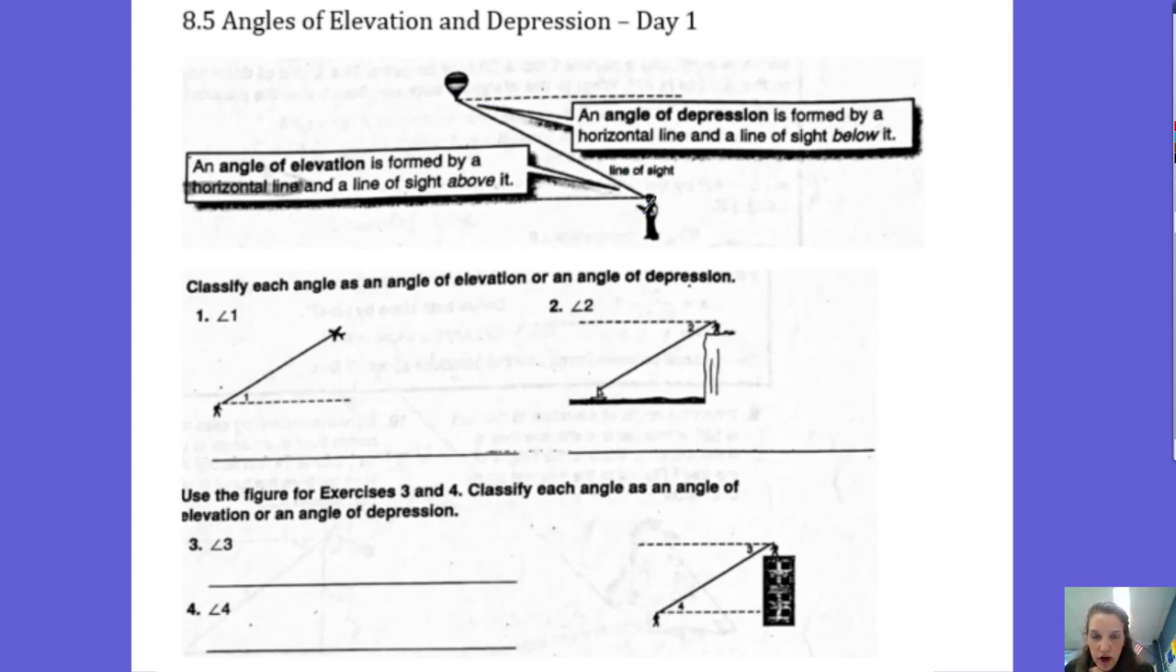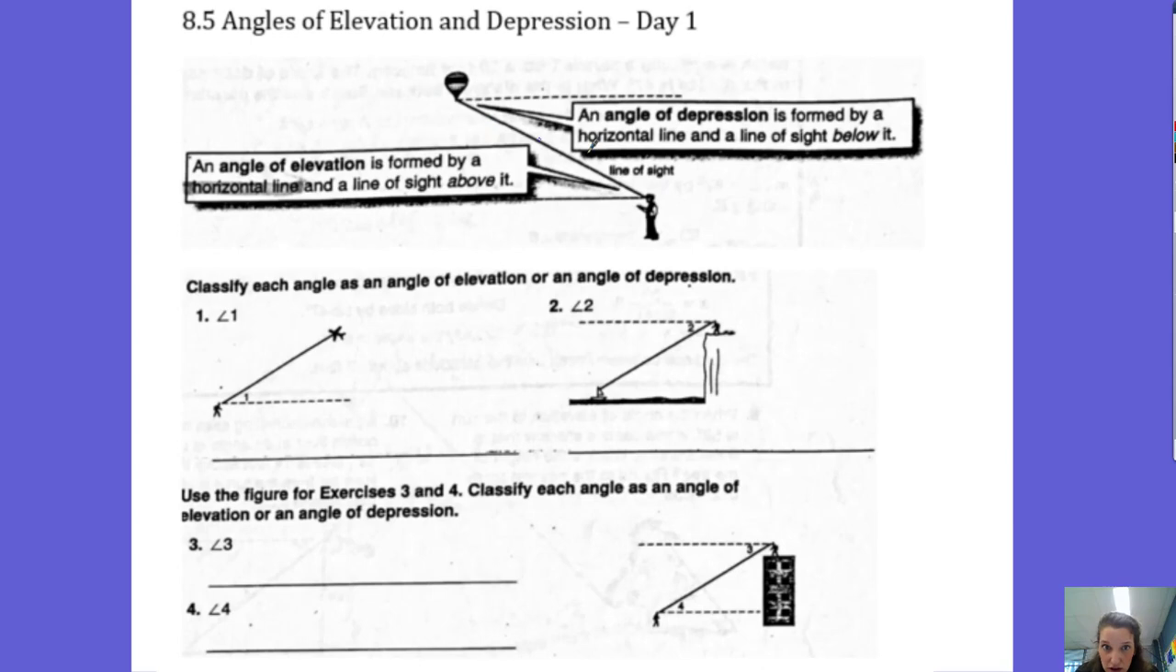So if you are looking up at something that's up in the air above you, so maybe you're looking at a hot air balloon, or the top of a building, or the top of a mountain, whatever, a bird that's flying in the air, there's an imaginary line that goes from your eye up to whatever it is that you're looking at. That's called your line of sight. Imagine like a laser beam that's coming out of your eye that connects to whatever you're looking at. That's called your line of sight.